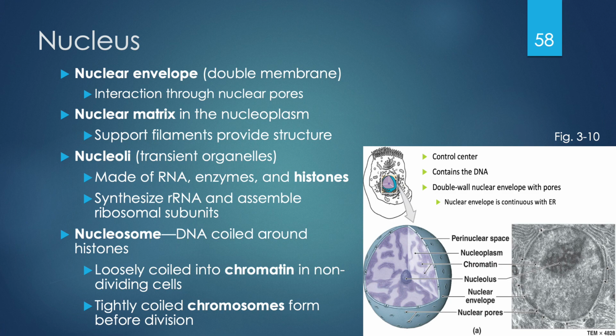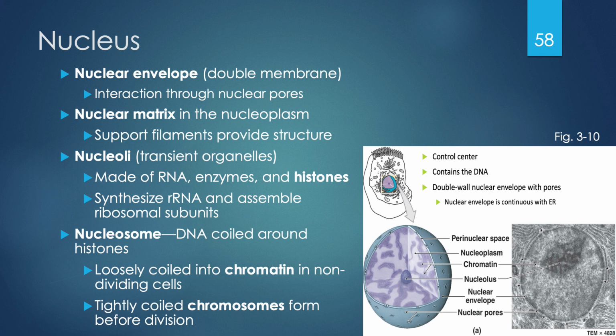The nucleoli are made of RNA, enzymes, and histones, and they're responsible for synthesizing ribosomal RNA and then assembling ribosomal subunits. A nucleosome is when DNA coils around the histones, and that's important because it allows a lot of information to be compacted into a small space.